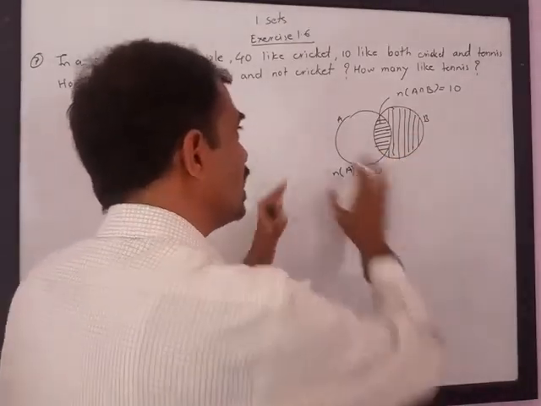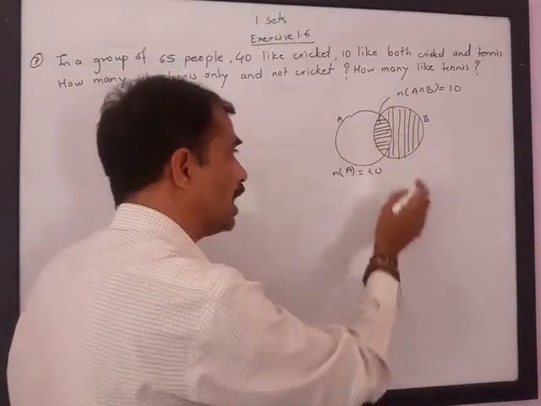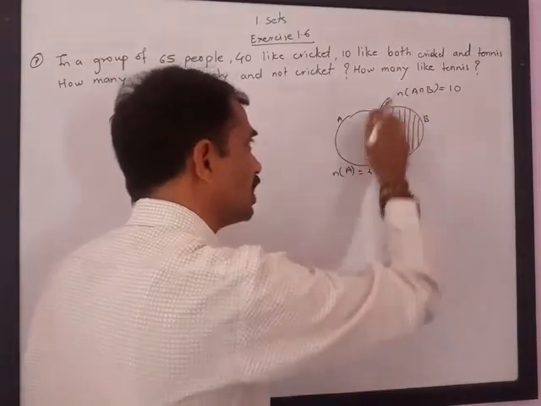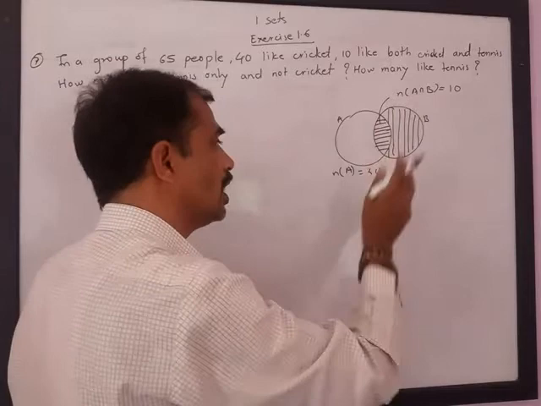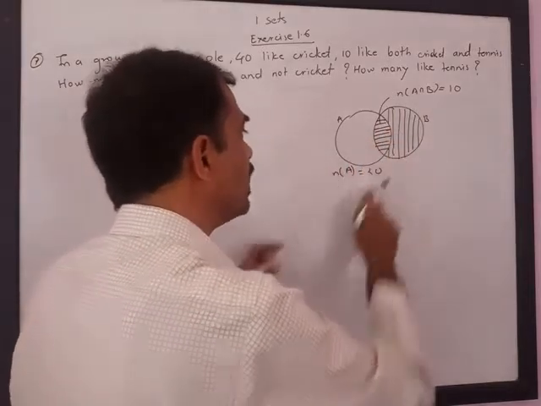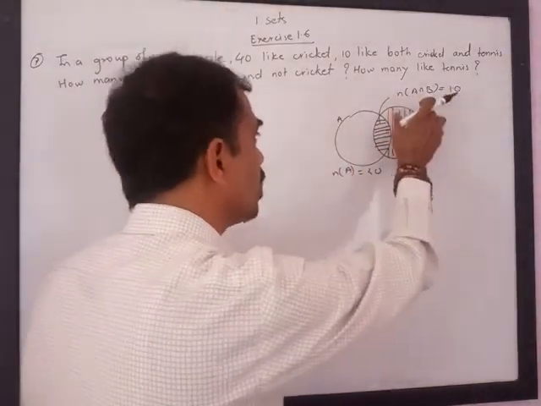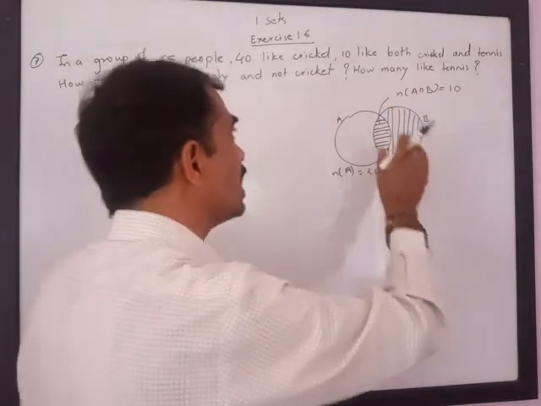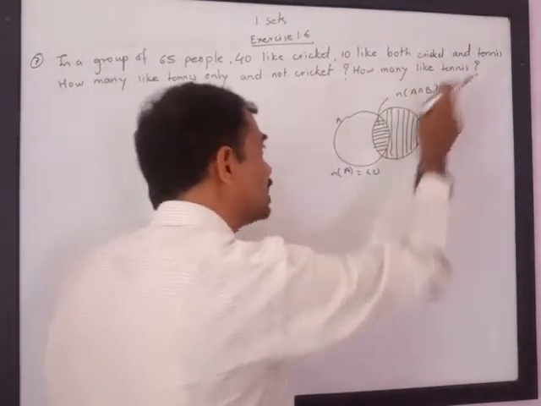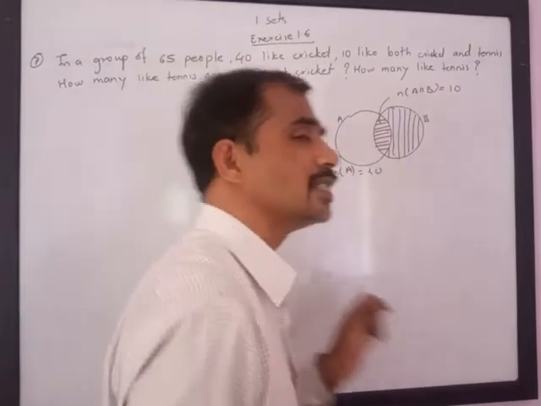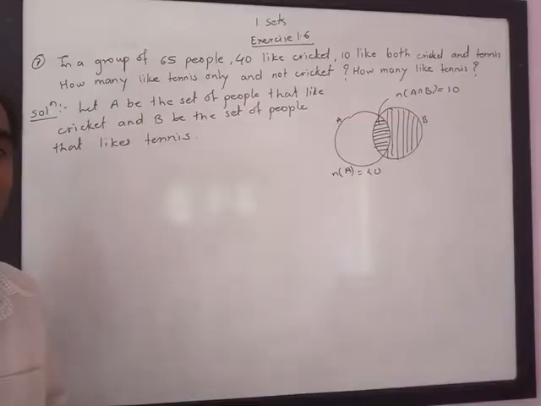So please understand, this can be found by, first we will have to find the A union B, that is the total, minus number of elements in A. We will get the number of people that play only tennis, and those who like to play tennis are total number of elements in set B.